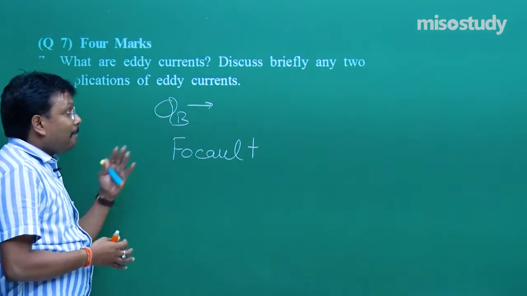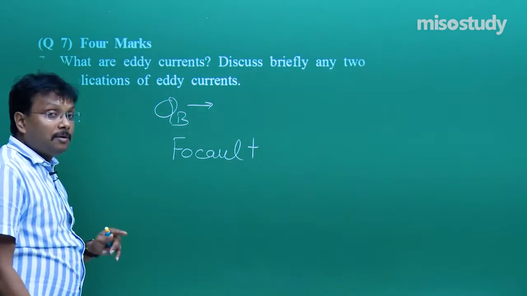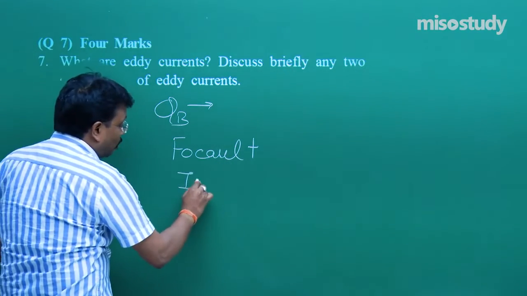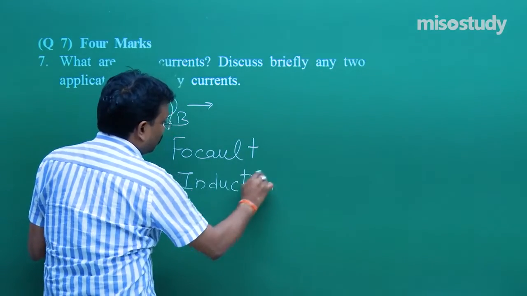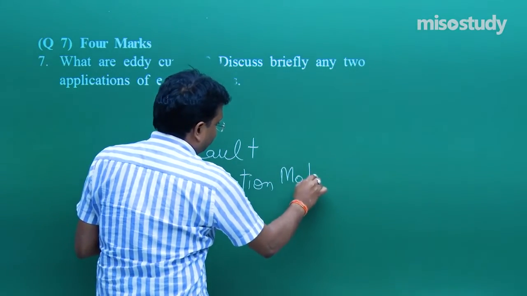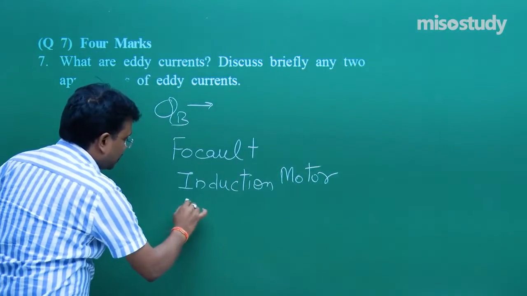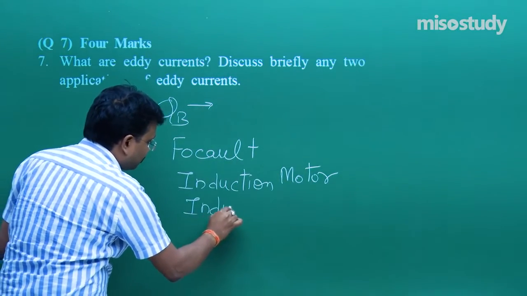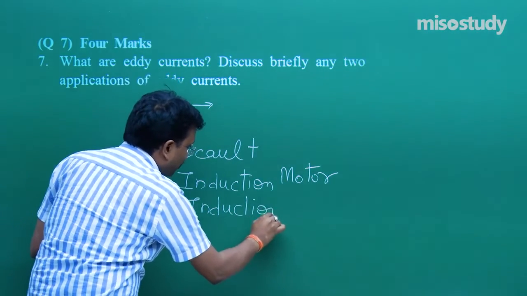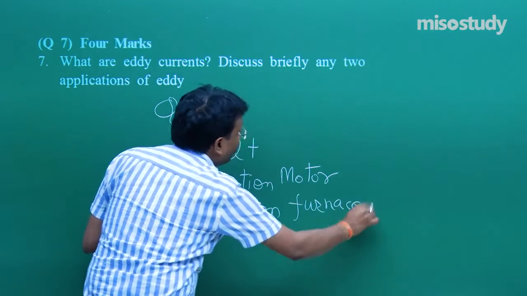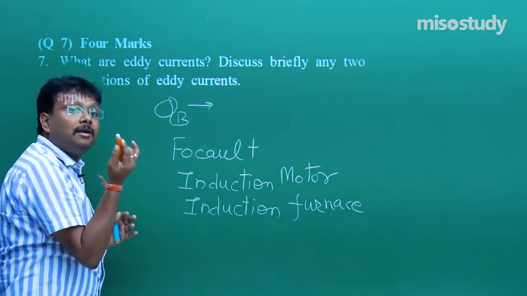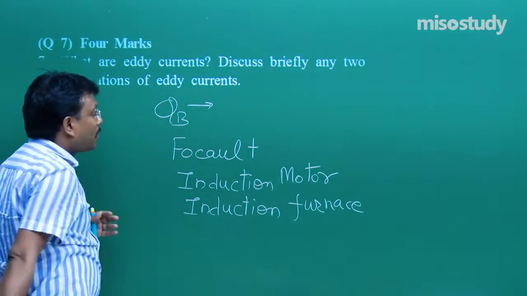Fine. In applications you can mention induction motor, then induction furnace, then brakes in rails, that I also mentioned.